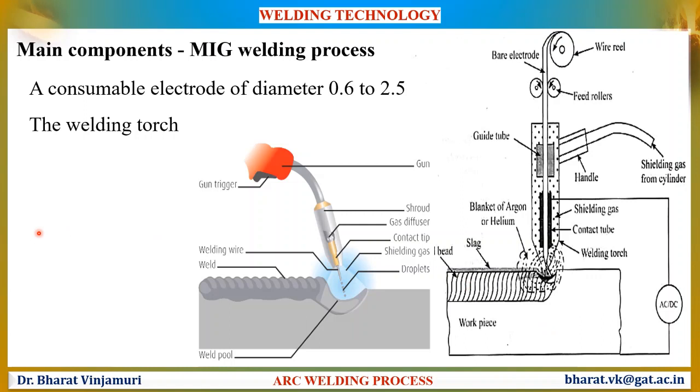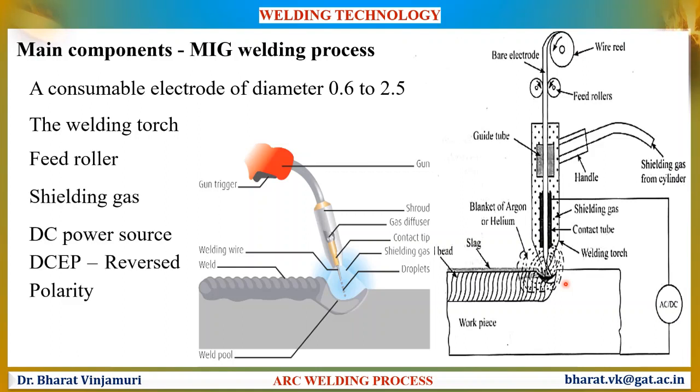The welding torch forms a very important part of the circuit. The welding torch is provided with a trigger which activates the gas as well as the electrode. This entire process makes use of a DC power source. Reverse polarity is used, where the electrode is connected to the positive terminal and the workpiece is connected to the negative terminal. Since the workpiece is connected to the negative terminal, there will be more penetration of the metal inside the workpiece.